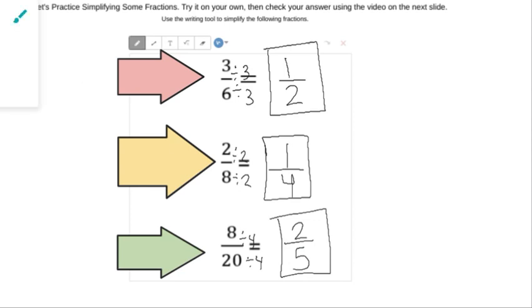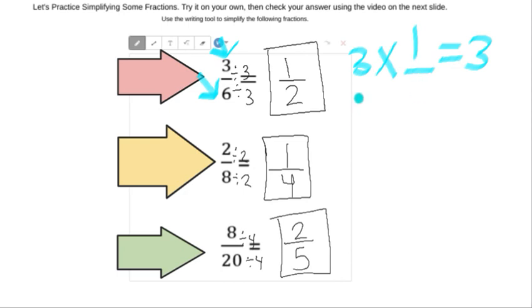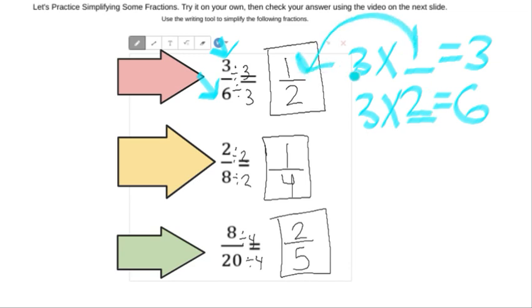And we can also check our answers, which is the very cool part about simplifying fractions. How we simplified the numerator and denominator is literally by doing 3 times what equals 3. 3 times 1. 3 times what equals 6. 3 times 2. That's how we got our new numerator, and this is how we got our new denominator. That's literally what we did. It's that simple.